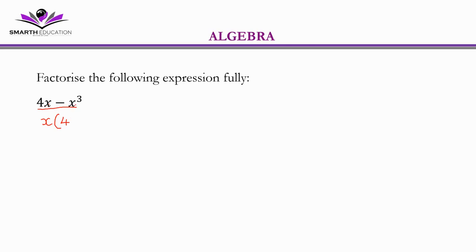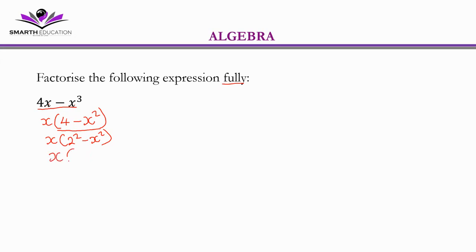And then we take out x squared. But we have to factorize fully. This is a difference of two squares. Remember, 4 is a square number. So we have x, then 2 squared minus x squared here. You see that? Okay. So we have a difference of two squares.